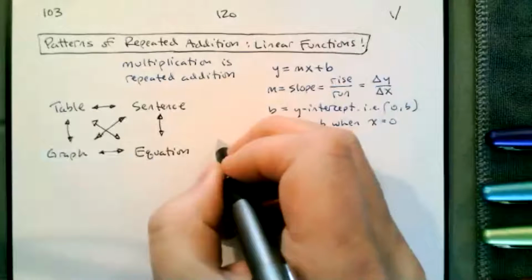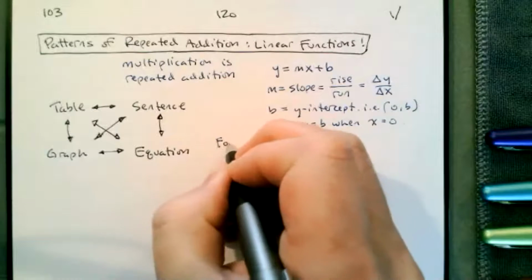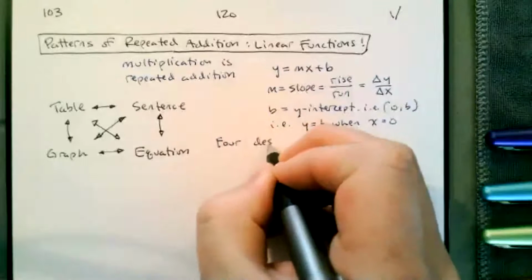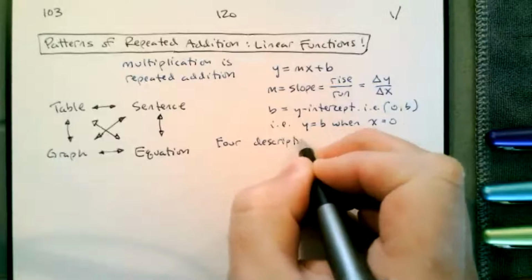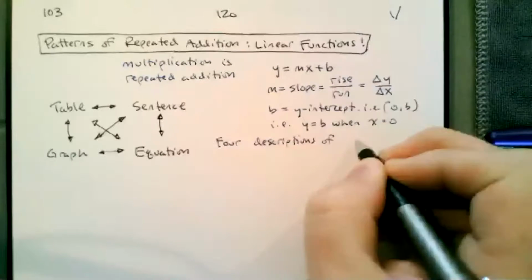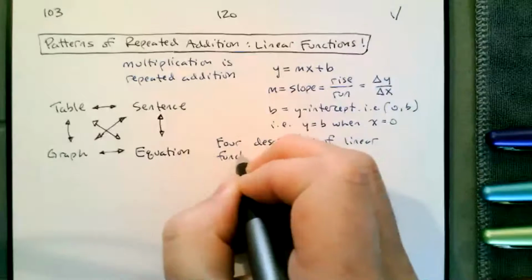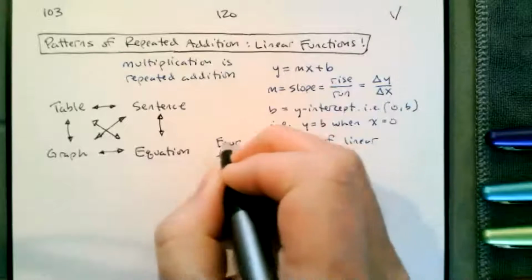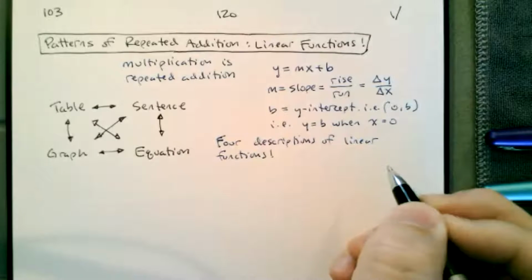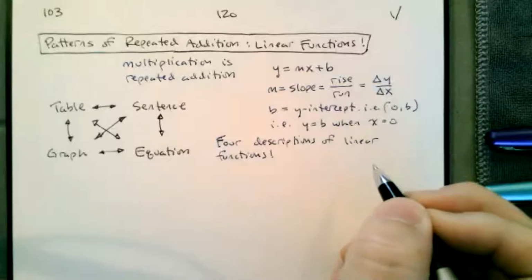Here are 4 descriptions of linear functions. We want to understand how they're all related.